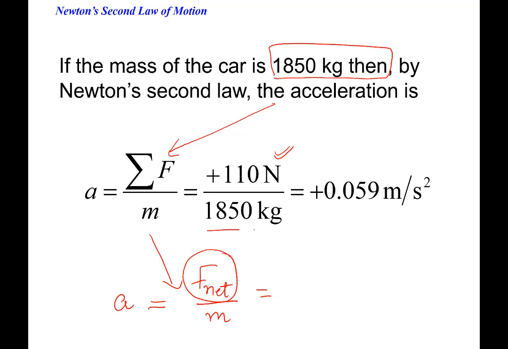You divide it by mass, because F net is equivalent to mass times acceleration. By rearranging the terms, you are able to find the acceleration.